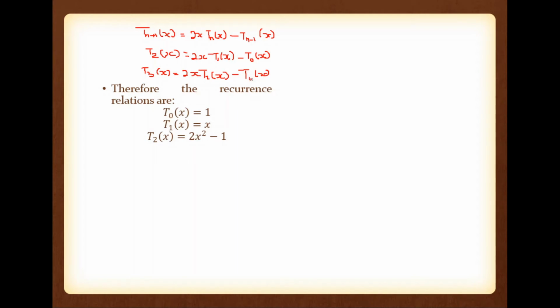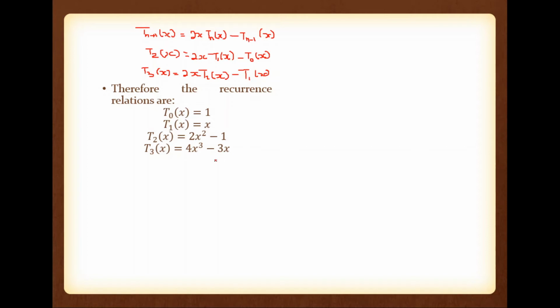Now what about T1 of x? T1 of x is x. So from this term itself we have minus 2x. So minus 2x minus x, it will become minus 3x. So T3 of x is 4x cube minus 3x. So this is T3 of x.